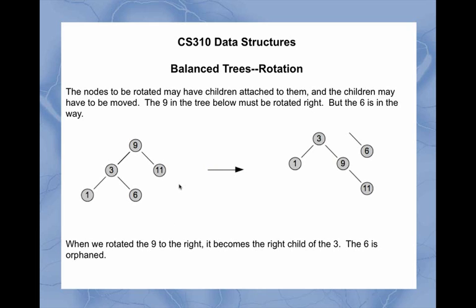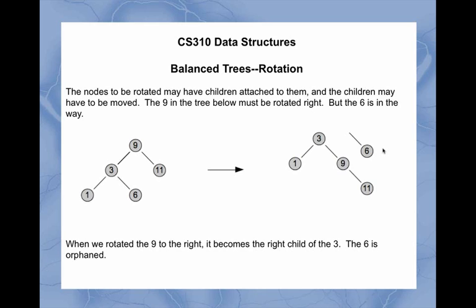So here I've pulled it down. This is where we need to go. Pulling the 9 down here, we have 1, 3, 6. The 11 comes along for the ride. It didn't move. It was the right child of the 9, and it still is. But what happens to the 6? It looks like it's orphaned here, and it has to go somewhere.